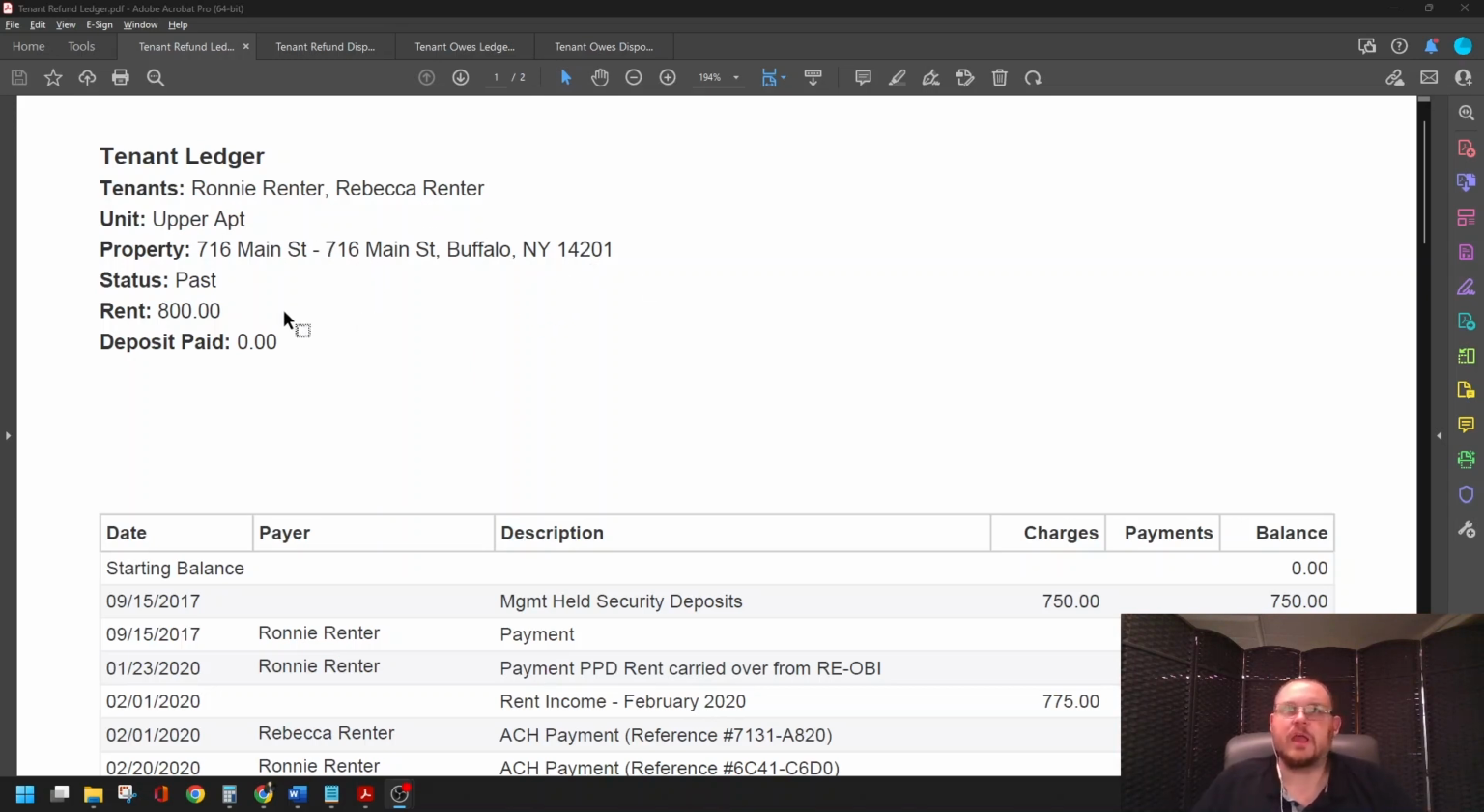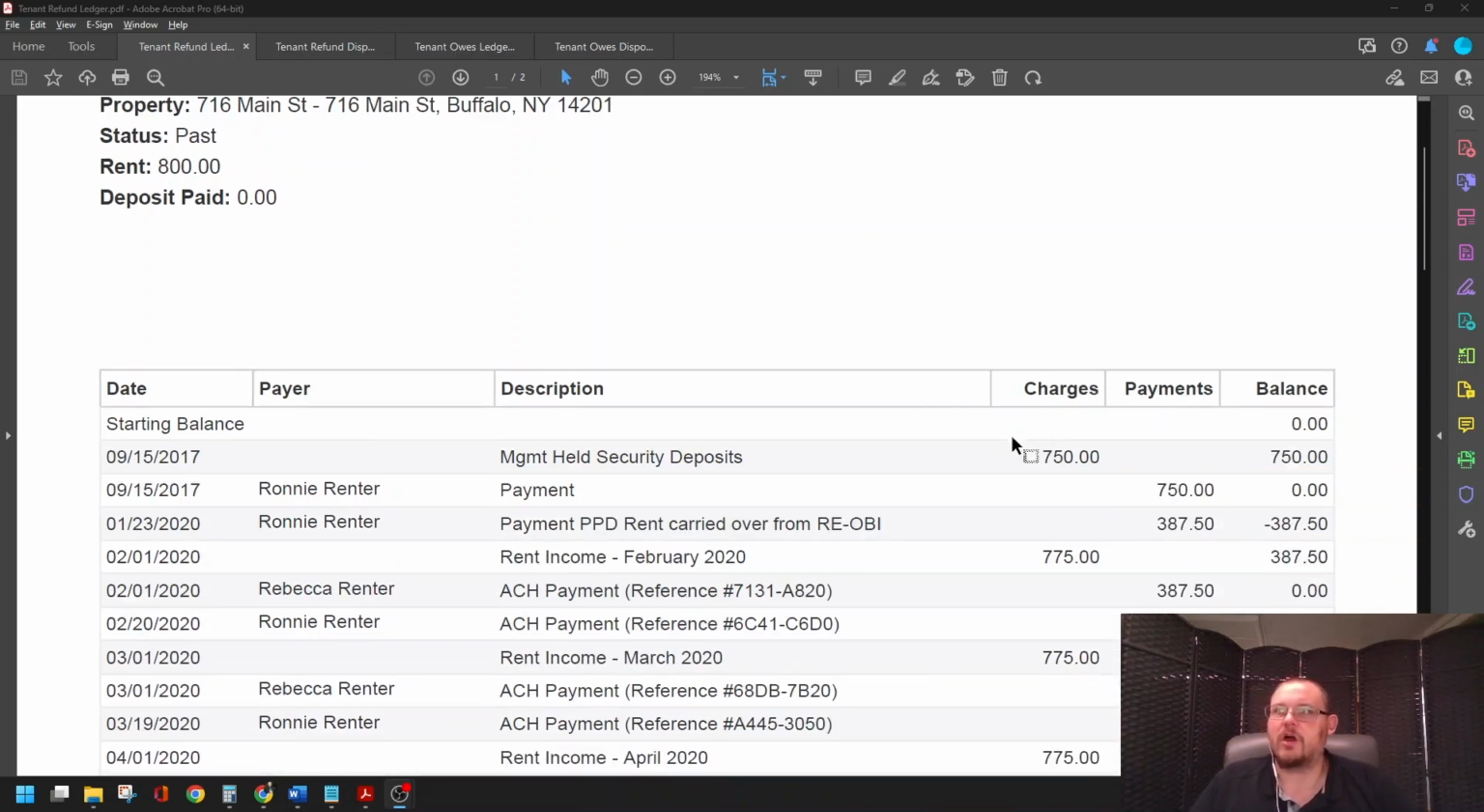That's obviously a fake address. They are past tenants. You can tell that they paid $800 in rent at the end of their tenancy with us, and deposit paid shows 0 because their deposit has already had the disposition done. So when they moved in back in 2017, they were paying $750 a month and paid a $750 deposit. And actually, they were with me so long that they carried with me from my time at Realty Edge over to my time at Own Buffalo, and they had some prepaid rent as a result.